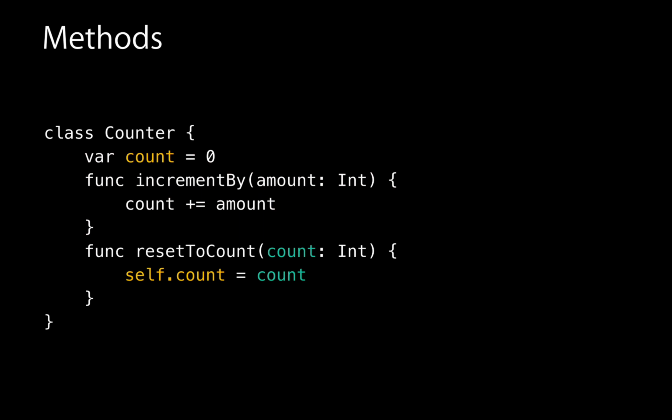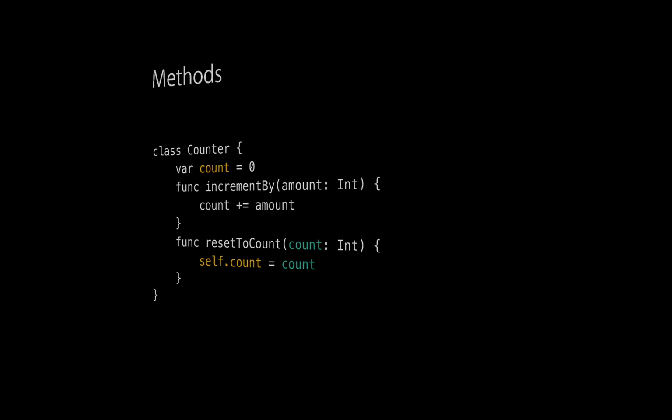So that's how we create classes, how we give them properties, how we give them initializers, and how we give them methods. I'd now like to invite Tim back up to take us beyond classes and to show some of the other data structures you can create in Swift to make the building blocks of your apps.